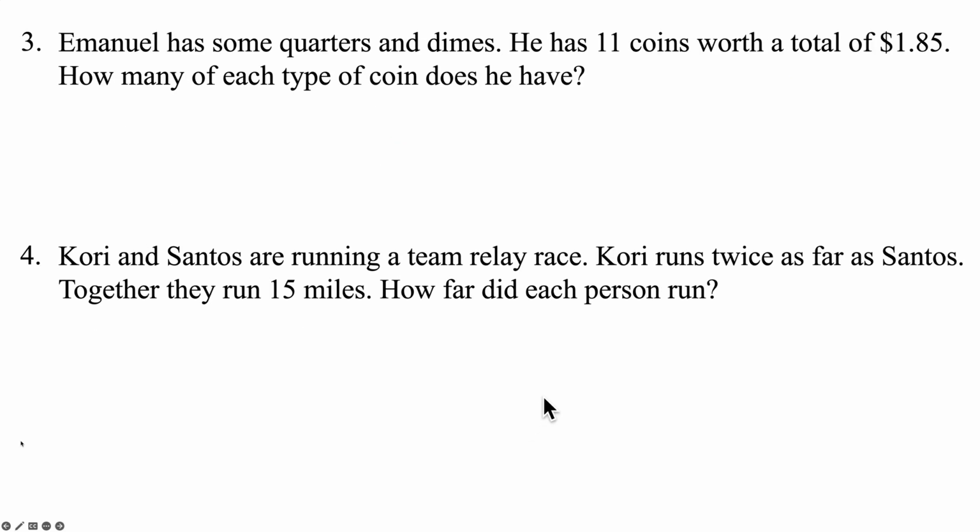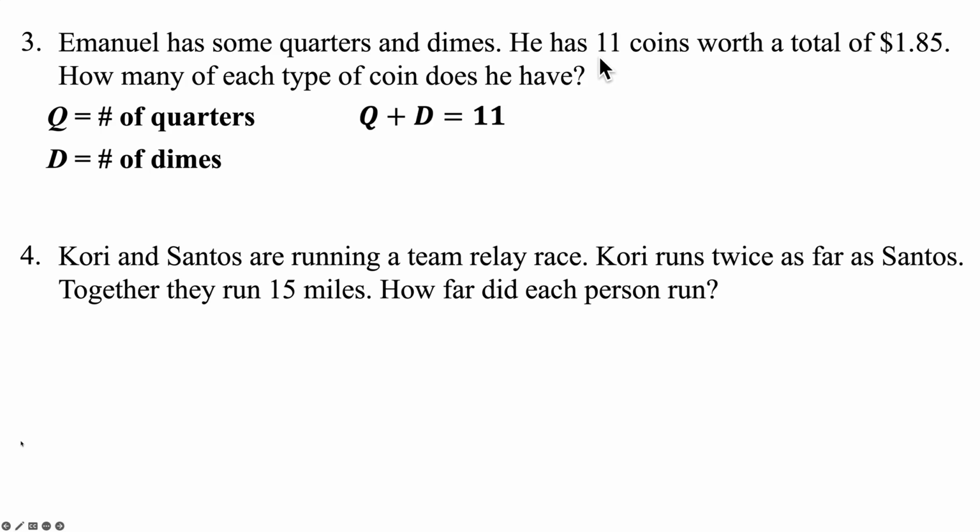Number 3, Emmanuel has some quarters and dimes. He has 11 coins worth a total of $1.85. How many of each type of coin does he have? Okay, identify. Quarters, Q, D for dimes. Now it says he had 11 coins, so Q plus D equals 11.